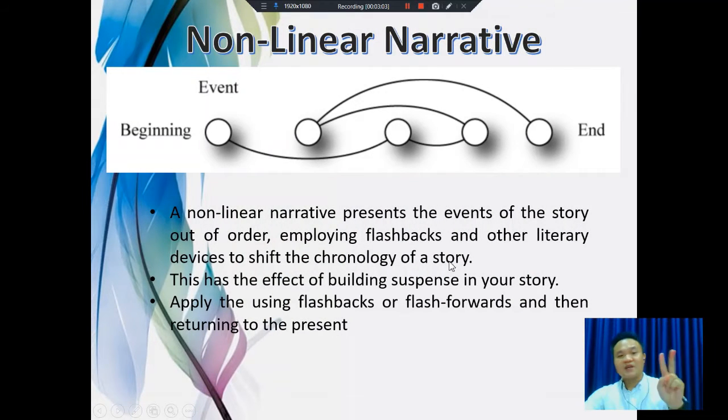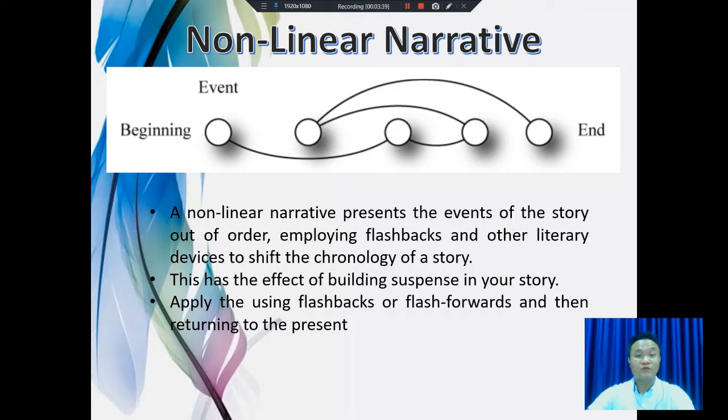So the second type is the non-linear narrative. If you look at the chart here, sometimes from the beginning you jump to the middle, then it goes back again, and then from the middle the story ends. A non-linear narrative presents the events of the story out of order. So they will utilize flashback and other literary devices to shift the chronology of the story. This has the effect of building suspense in your story.